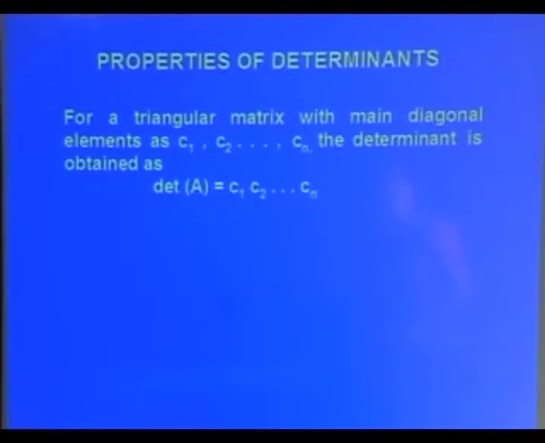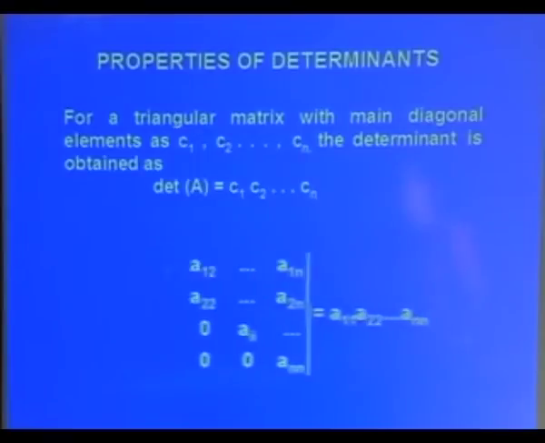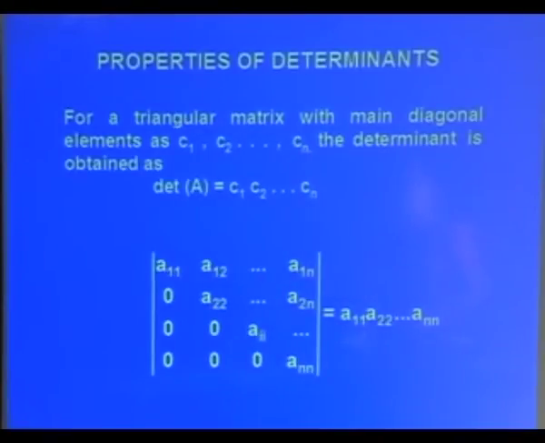Now, this result can be generalized to a triangular matrix. If we have a triangular matrix with main diagonal elements C1, C2, Cn, then the determinant is obtained as the product of diagonal elements. Let us see the proof for this. Let us consider this triangular matrix. This is actually an upper triangular matrix in which all the elements shown on the upper side of the diagonal are non-zero, while all the elements on the lower side of the diagonal are 0. If this determinant is evaluated, it comes out to be the product of diagonal elements.